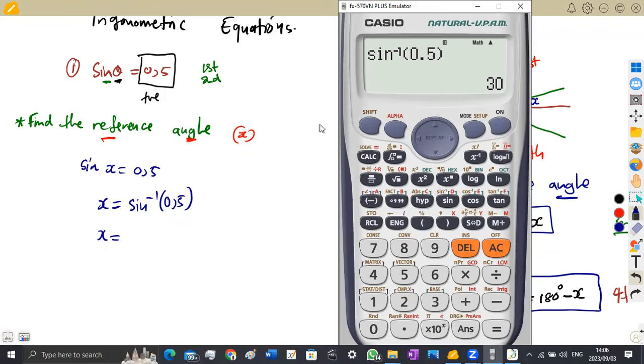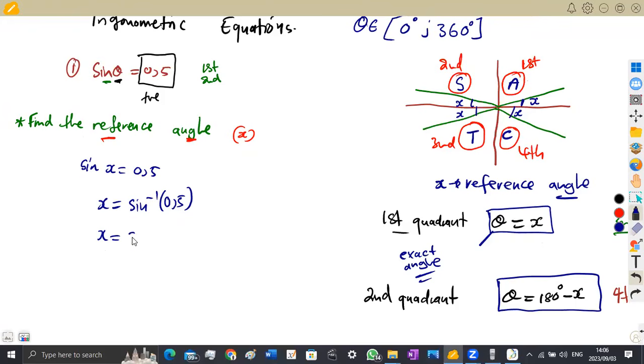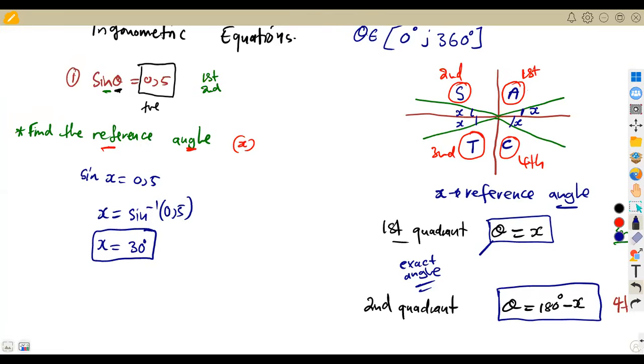The calculator does not give you the exact angle. It gives you the reference angle. Then you are the one who is supposed to play around now with this reference angle. How are you going to obtain the exact angle? And our exact angle, according to our question, is theta. We are calculating theta in this case. So therefore, like I said, our sine is 0.5, which is positive, and sine is positive in the first and in the second quadrant.